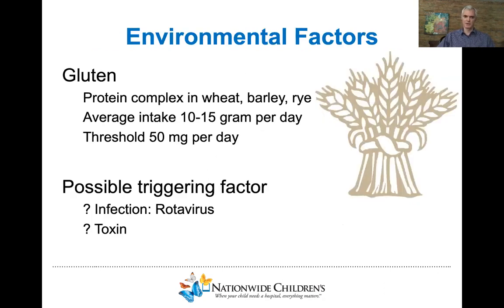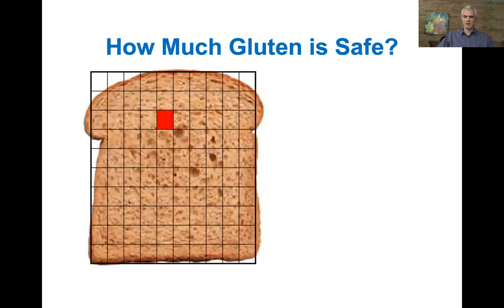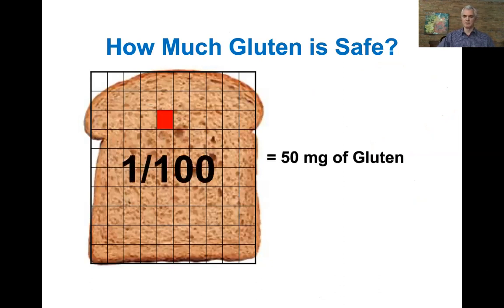Then there's the environmental factor, in particular gluten, which is a protein complex found in wheat, barley, and rye. On average, each of us ingests 10 to 15 grams of gluten per day. However, the threshold for causing damage to the intestine has been shown to be only 50 milligrams per day. How much gluten is safe? If we take a slice of bread and divide it 10 by 10, 1/100th of the slice of bread is equal to 50 milligrams of gluten. So you can see very little gluten can cause damage to the intestine.